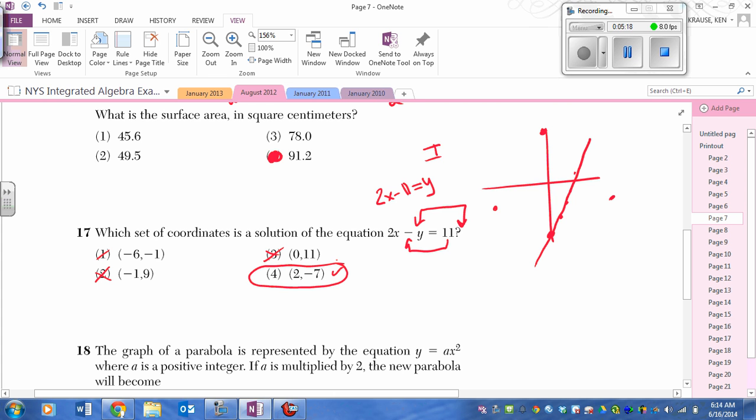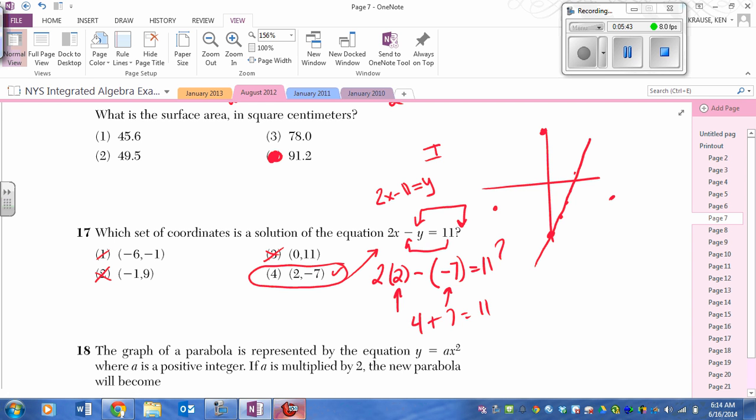But of course, we should use method 2, which is to plug this in and actually check it. So we get 2 times 2 minus negative 7. Remember, every time we substitute, always use parentheses, otherwise you'll make lots of mistakes. Equals 11. This is 4 plus 7 equals 11.